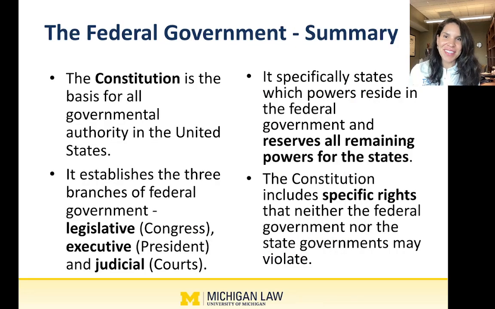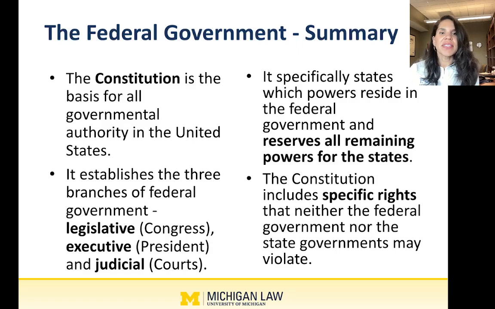Okay, so let's just go back over all the things we talked about, make sure you have a good understanding of the really important aspects about the federal government. The Constitution is the basis for all government authority in the United States. It lays out the three branches. It organizes our federal government: legislative, which is Congress, they pass the laws; executive, our president, who executes the laws; and judicial, our courts, which interpret and apply those laws. But all of that is organized by the Constitution.